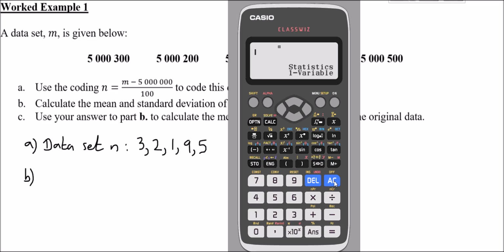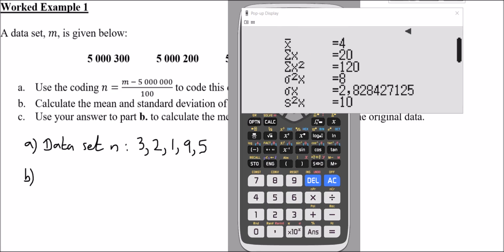Now press AC to clear, then OPTN, option 2, 1 variable calculations. To make it bigger so you can see it, we can see the mean is 4, and the standard deviation, to 3 significant figures, is 2.83. So let's just pop this value in.